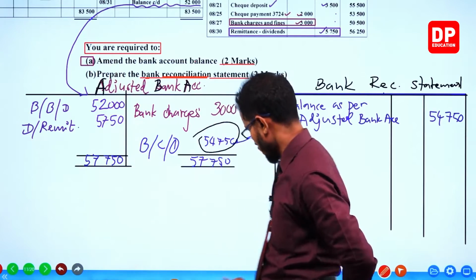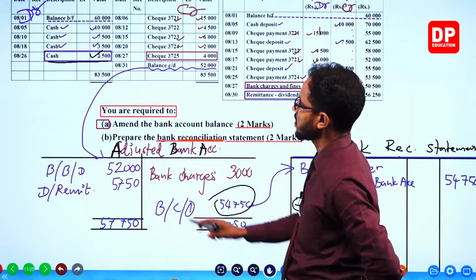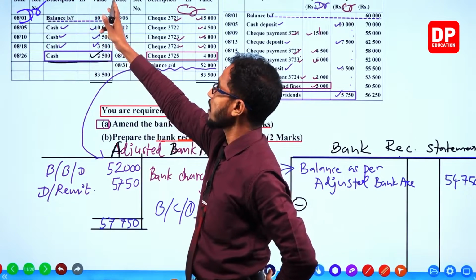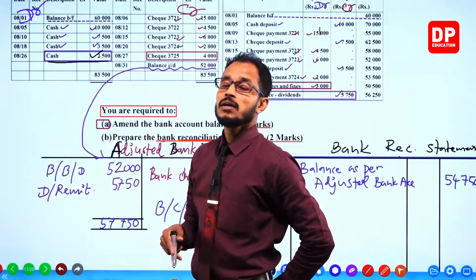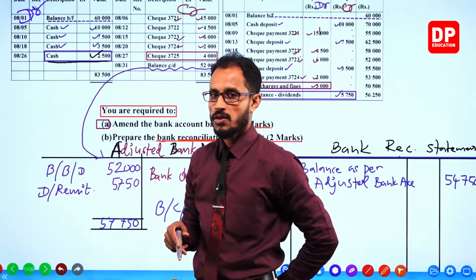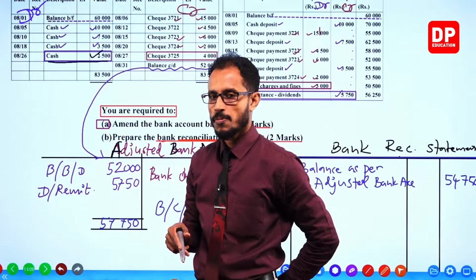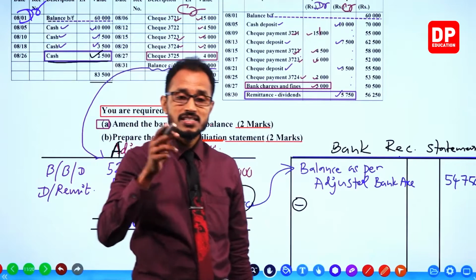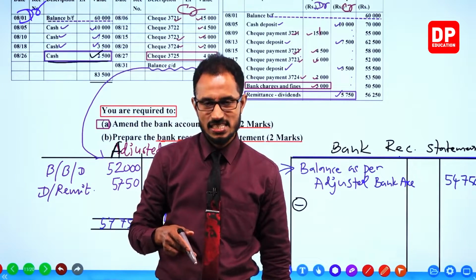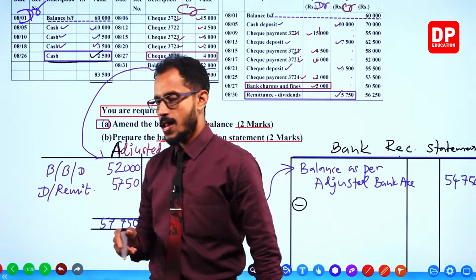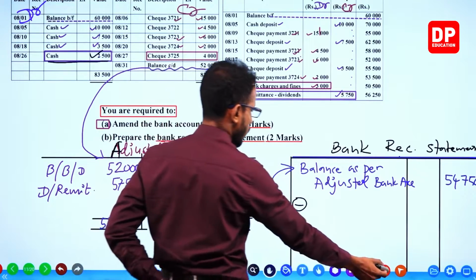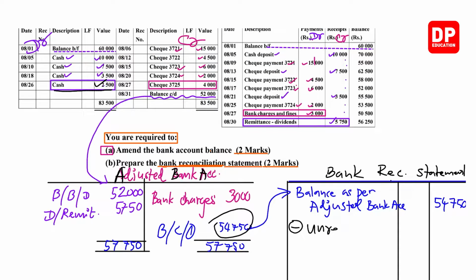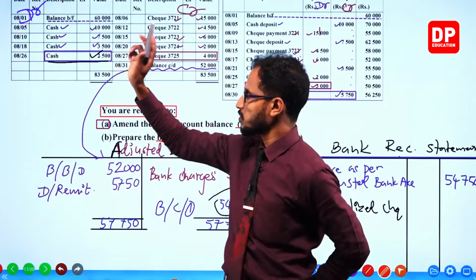Checks which appear on the debit side of the bank account are checks received by us. Checks received but not gone to the bank statement. Received but unrealized by the bank. Unrealized checks. How much? 2,500.